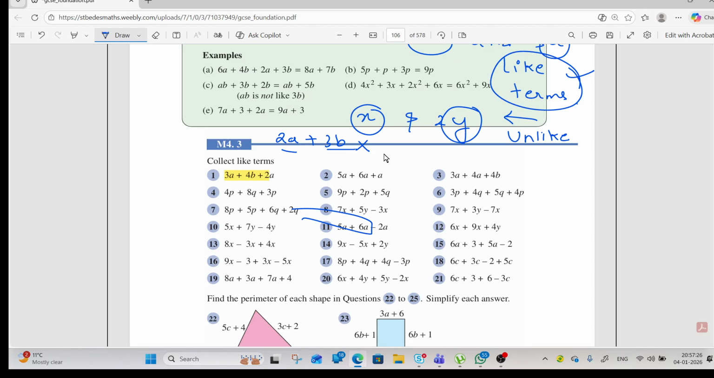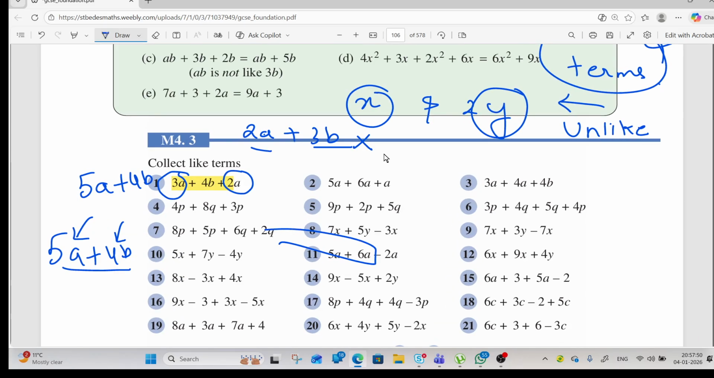So first term and last term, they are like terms. They both have the same variable, so we can add them. 3 plus 2 is 5a plus 4b. But now 5a plus 4b, I cannot solve it any further because they both are unlike, right? Great.